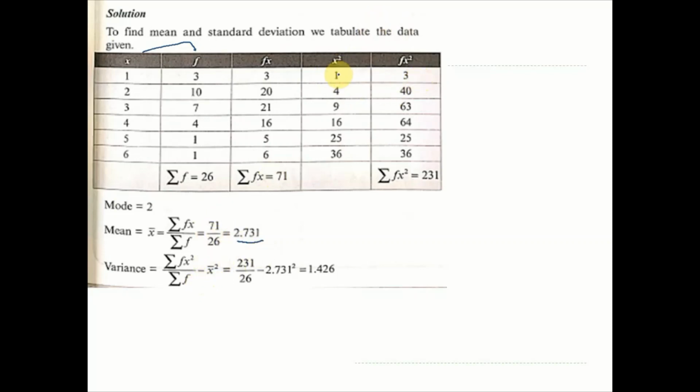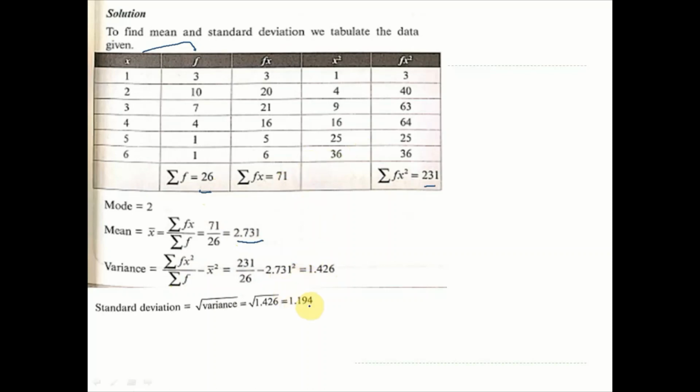So x squared comes from x, just square it, and then put it down. And then fx squared is just f times x squared. Then I total all, which is 231. So I put into the formula, which is the mean of the square, 231 divided by 26, minus the mean squared. So I get my variance 1.426, and my standard deviation is just the square root of the variance, which is 1.194.